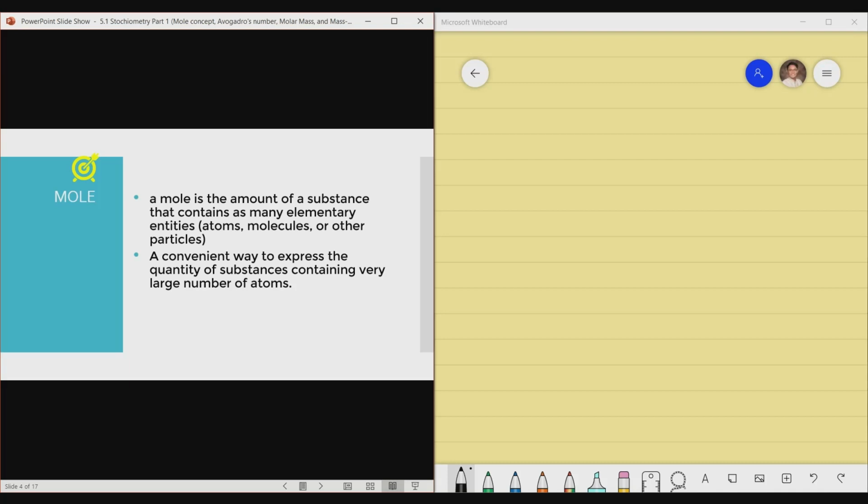Now, let me repeat. Ang mole po ay, sa simpleng bagay, ay isang unit po na ginagamit para ma-quantify or mabigyan po nating bilang o measurement kung gaano kadami ang amount ng substance which contains as many elementary entities as possible, such as atoms, molecules, or other particles. Okay, so that is mole in a nutshell. A convenient way for us to express substances that contains very large number of atoms, not just atoms, but molecules and any other elementary entities.